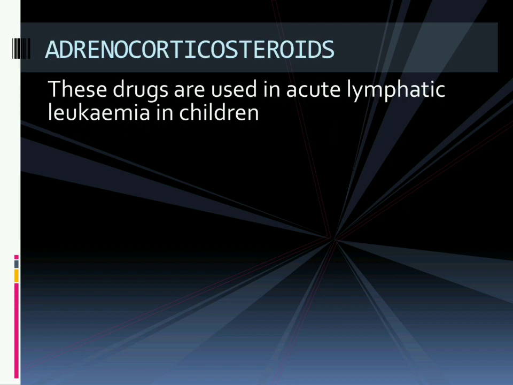Adrenocorticosteroids. An example of adrenocorticosteroid is hydrocortisone, which is a glucocorticosteroid. These drugs are used in acute lymphatic leukemia in children. It prevents anemia in disseminated cancer patients. They are used in critically ill cancer patients along with cytotoxic drugs to produce relief and a sense of well-being. They are also useful in controlling hypercalcemia caused by certain tumors.